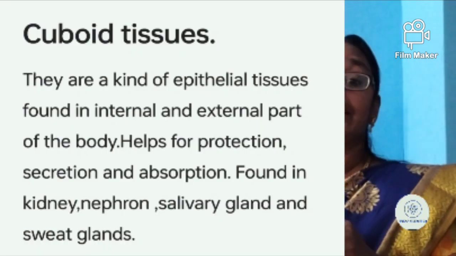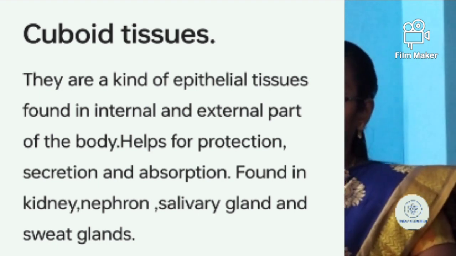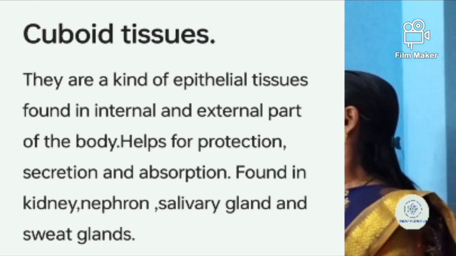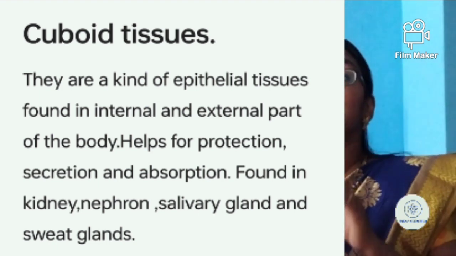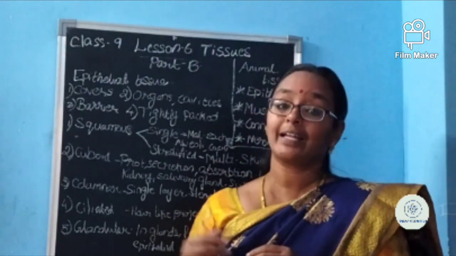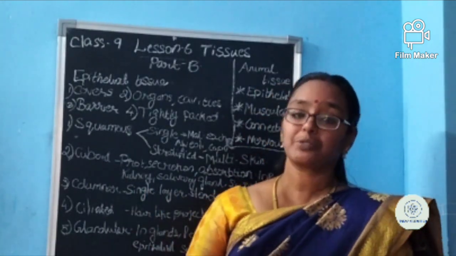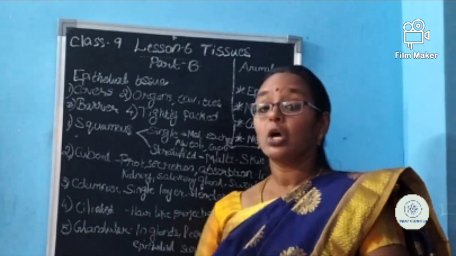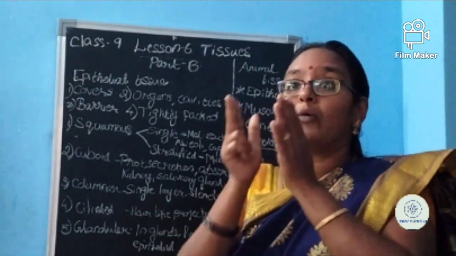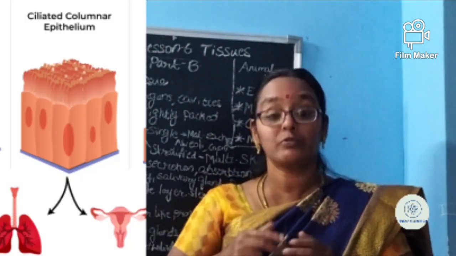Where can it be found? It can be found in the kidney, the linings of the kidney, then the salivary gland, then the sweat gland. In all these parts, what can we see? Cuboid tissues. The third one is columnar tissue. It will be in the form of long columns.